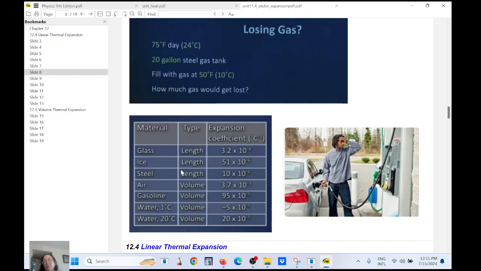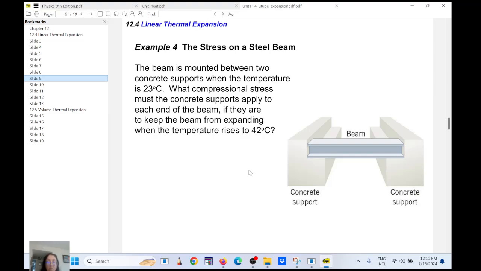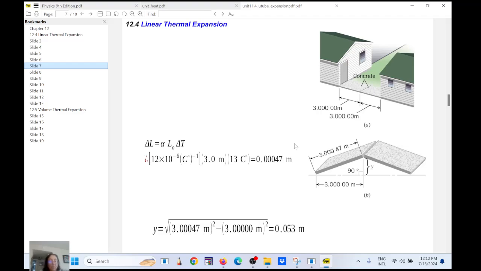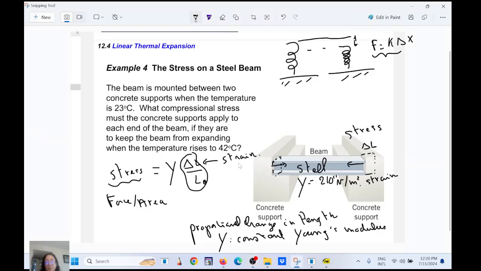This example, I'm going to skip that for now. Okay, so this is also interesting, and that also comes from your book. It's built on the previous example. Here, the slabs were allowed to move in the vertical direction. But what if it cannot move? Just wanted to make clear the strain is delta L over the initial length. So it's the proportional change in length.